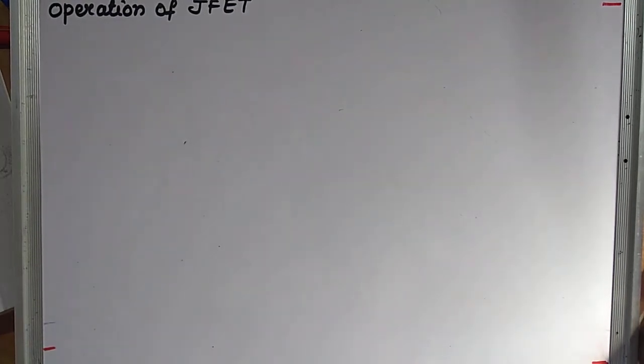To form the depletion region in the N-channel JFET, it is obvious that we have to connect a biasing network. So let us first understand the formation of depletion region in N-channel JFET. We will see how the depletion region is formed by applying the reverse bias across a JFET, and then we will try to understand the working of the N-channel JFET. So first I will draw the diagram and then we will try to understand the working.